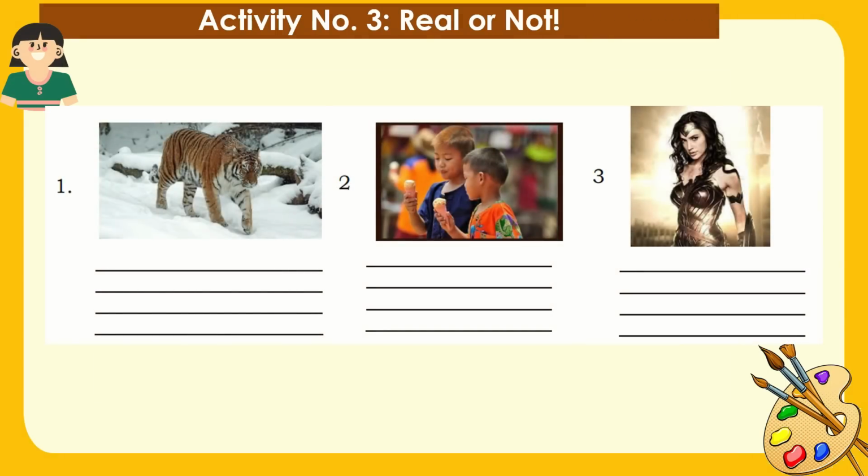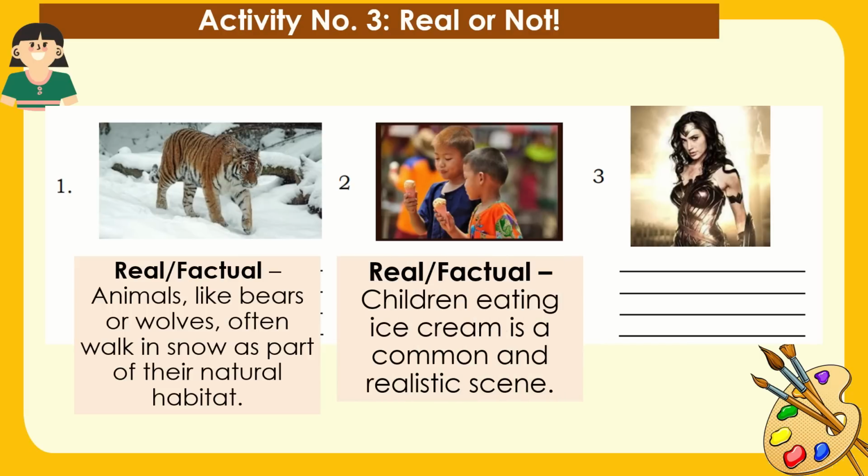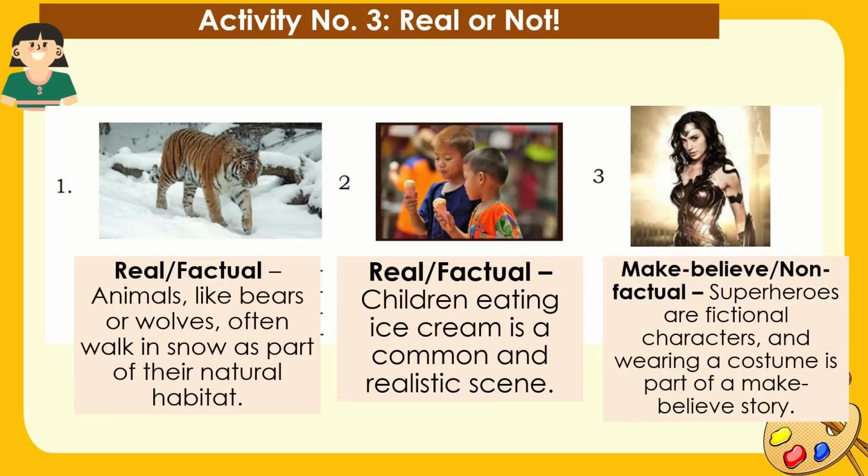Let us now answer. For number 1, it is real or factual. Animals like bears or wolves often walk in snow as part of their natural habitat. Number 2, real or factual, children eating ice cream is a common and realistic scene. Number 3, make-believe or non-factual. Superheroes are fictional characters, and wearing a costume is part of a make-believe story.